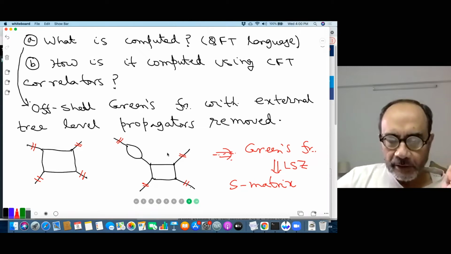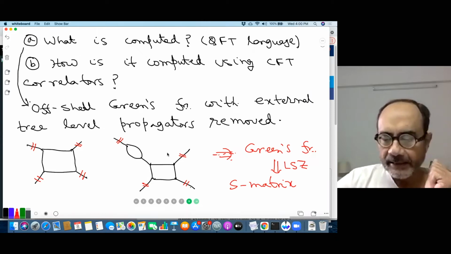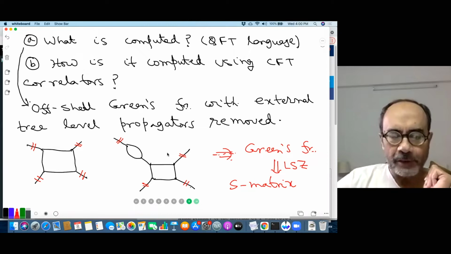So when we say that the CFT can compute the S matrix directly, it's only in these special cases. Either at tree level or with theories with a sufficient amount of supersymmetry, so that these diagrams are absent from the beginning. But in general, if you want to compute the S matrix from CFT correlation functions, you have to go via this route.